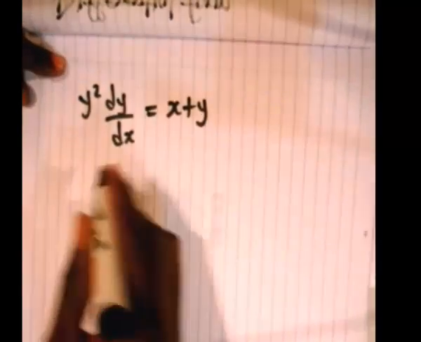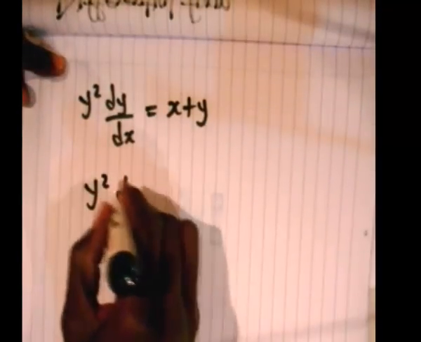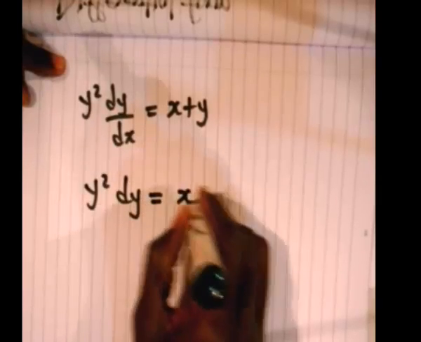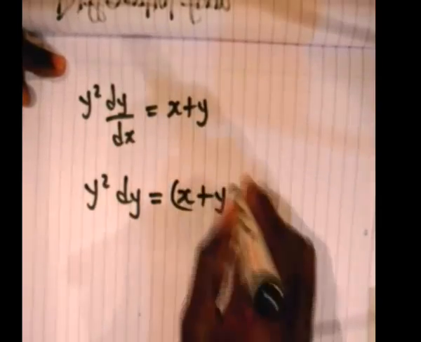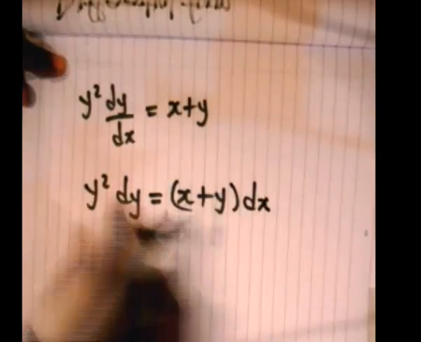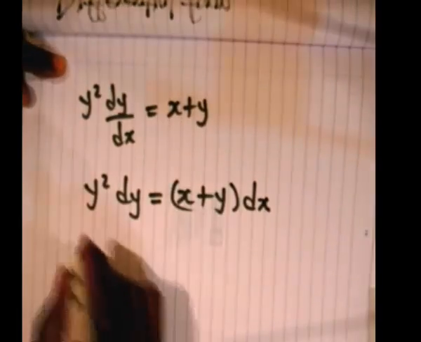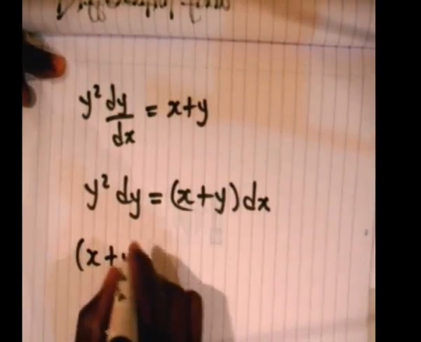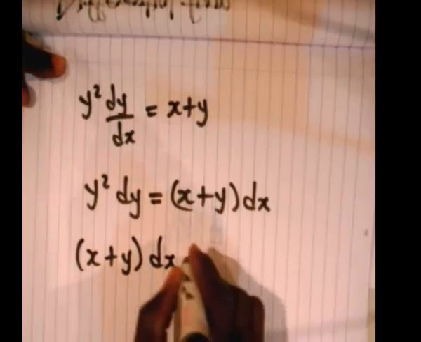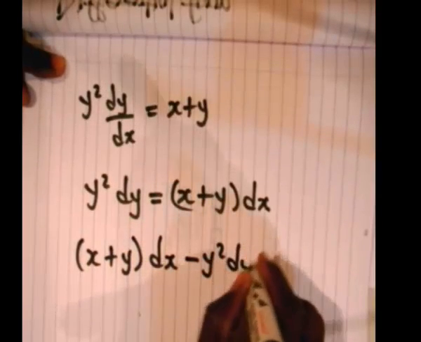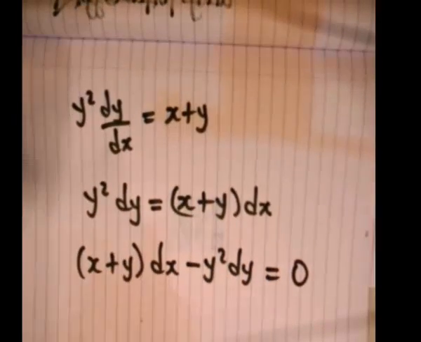So take this dx to this side. We have y squared dy equals (x plus y) dx. And let's take this to the other side of the equation. We have (x plus y) dx minus y squared dy equals 0. So this is the differential form of the differential equation.